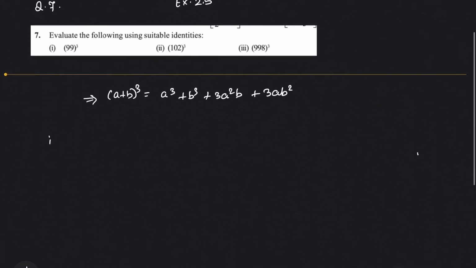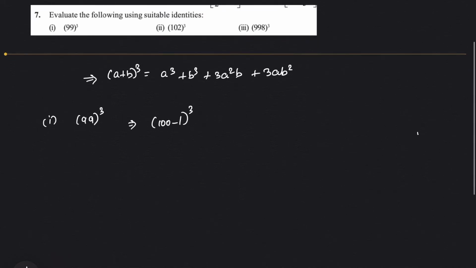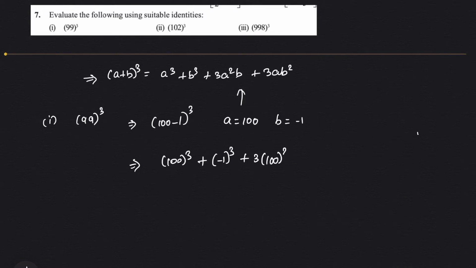The first one. The given value is 99 whole cube. So 99 is converted into (100 minus 1) whole cube. So directly substitute into the formula. So a is equal to 100 and the b value is equal to minus 1. Just substitute into the above formula. So a cube, that means 100 cube, plus b value is minus 1, so minus 1 whole cube, plus 300 square into minus 1 plus 300 into minus 1 square.